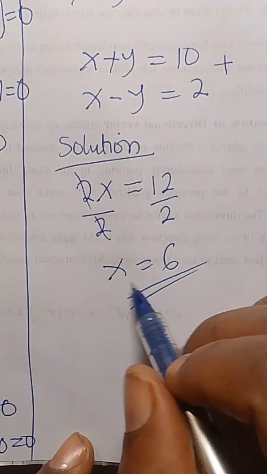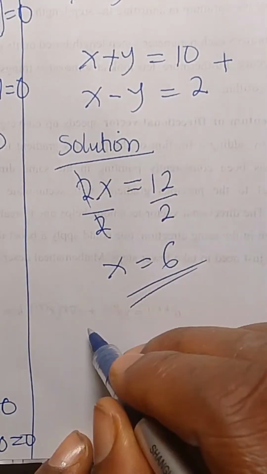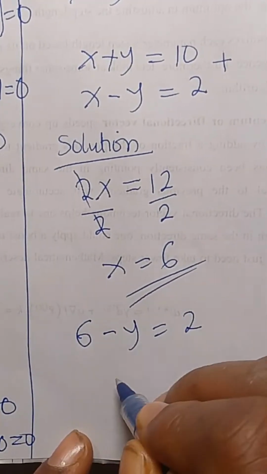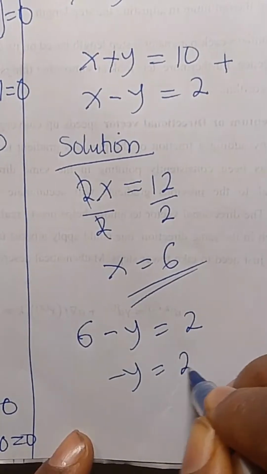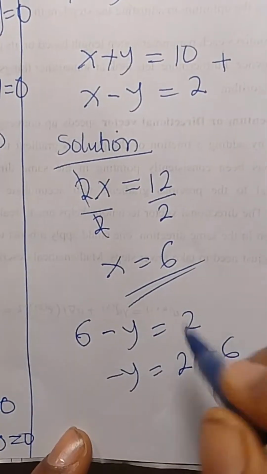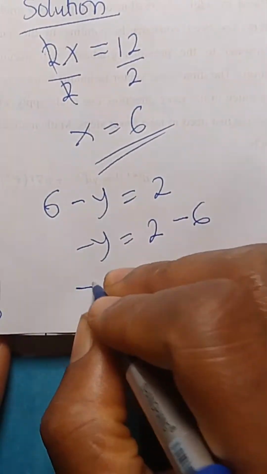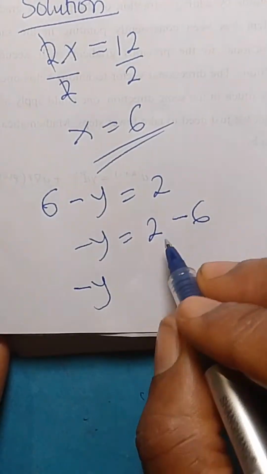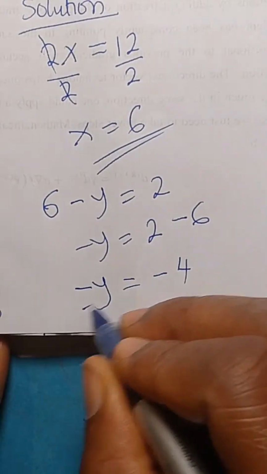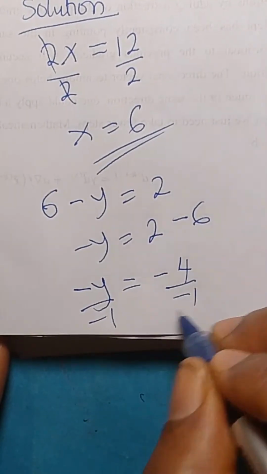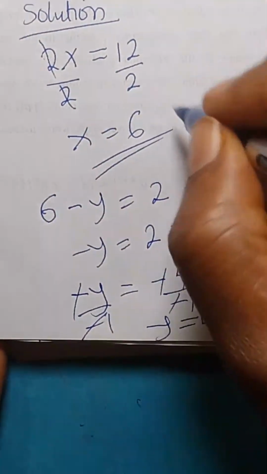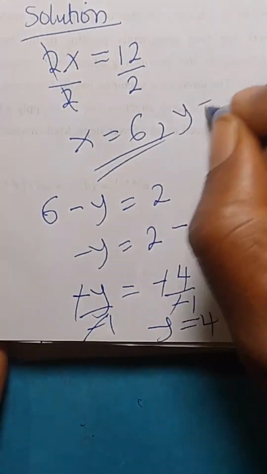Now to find our y, we substitute x into equation 2. Our x there is 6, so 6 minus y is equal to 2. When this positive 6 crosses the equality sign, it becomes minus 6. So we have minus y equal to 2 minus 6, which will give us minus 4. Divide by minus 1, divide by minus 1. This will cancel and this will cancel. Our y is equal to 4. So our x is 6 and our y is 4.